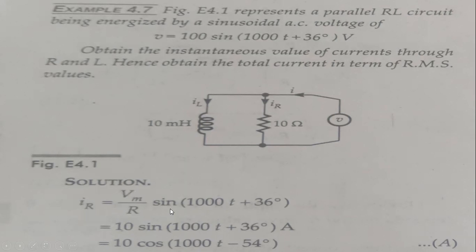That is nothing but what is written here: sine in bracket 1000t plus 36 degree. Fine. So how can I write it? This one is 10. The resistor value is also 10. So here you can take 100 divided by 10, that will be 10. At the place of Vm, just substitute the value 100. So 100 divided by the value of R, which is 10, is nothing but 10. Sine will be as it is, 1000t plus 36 degree ampere.